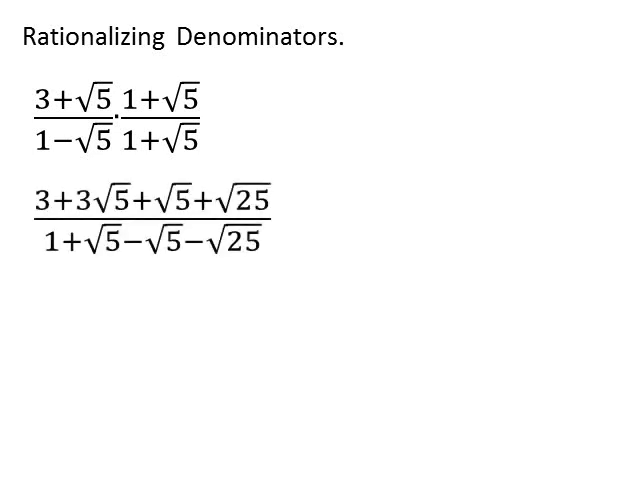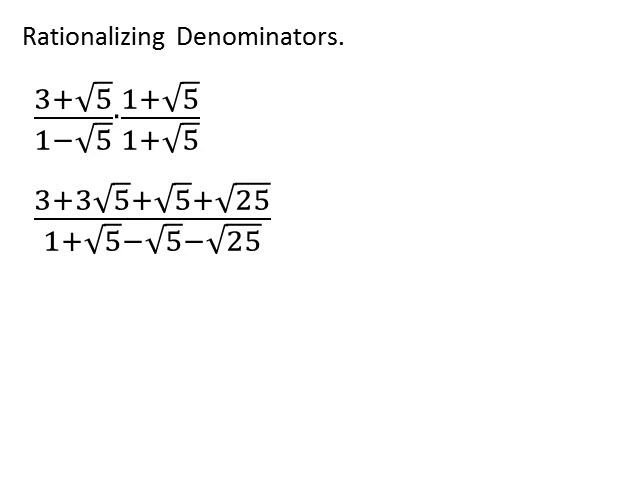And when I FOIL the top, I get 3 times 1 is 3, 3 times root 5 is 3 root 5, root 5 times 1 is root 5, and root 5 times root 5 is root 25. On the bottom, I get 1, negative root 5, 1 times root 5 is root 5, negative root 5 times 1 is negative root 5, and negative root 5 times positive root 5 is negative root 25.